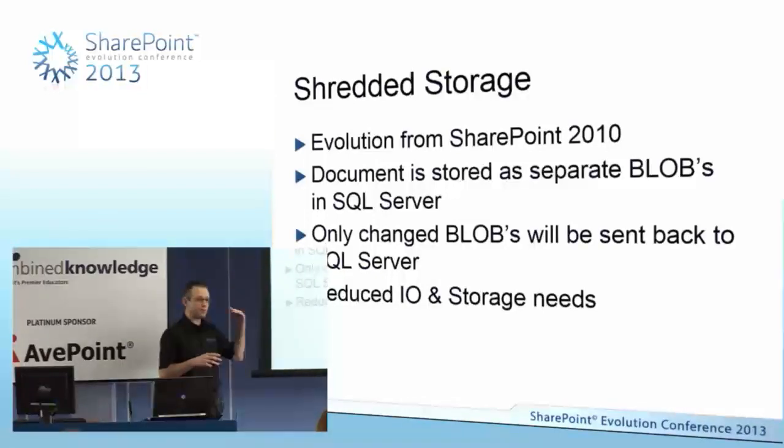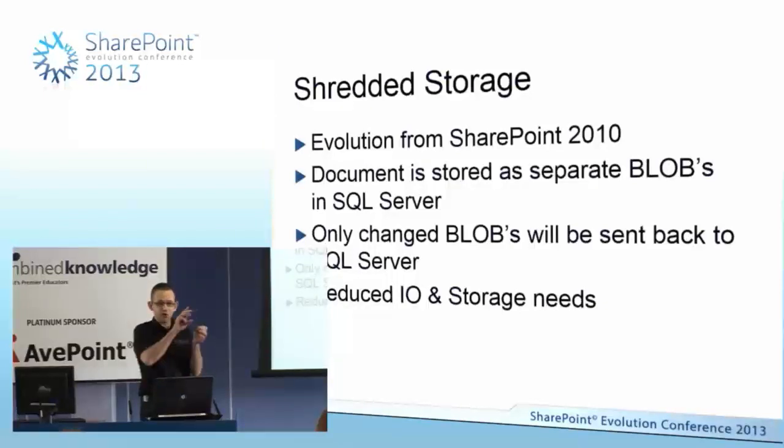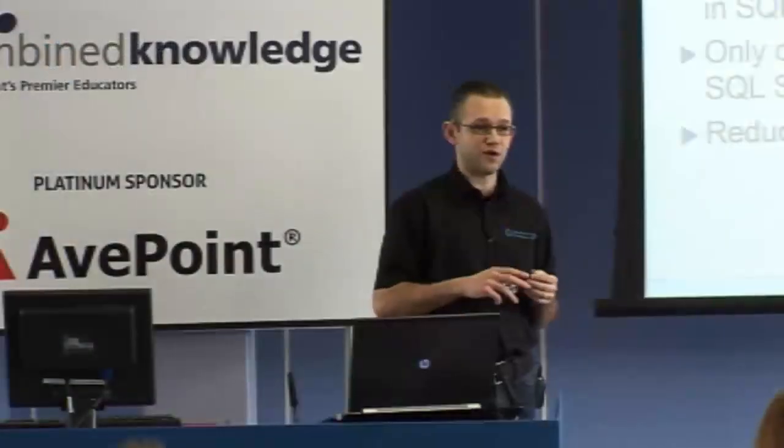So every document is split up in different chunks of data, little chunks, and they store them in a table. And when you have to retrieve a document and change something, they only save the changed chunk back to SQL Server. So you have less storage that you need and less I/O calls to SQL Server. So only the changed blobs will be sent back to SQL Server, resulting in reduced I/O and storage needs. Now, it works even with versioning. So if you store a new version, only the changes will be sent to SQL Server.